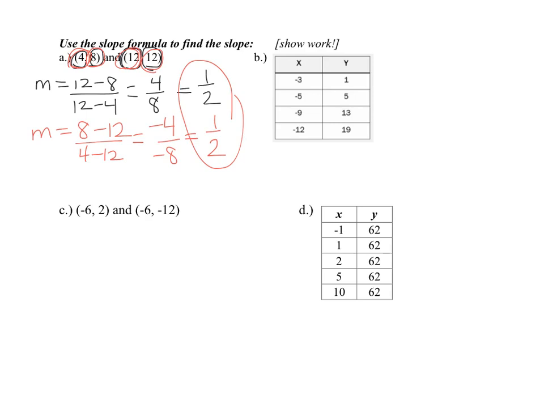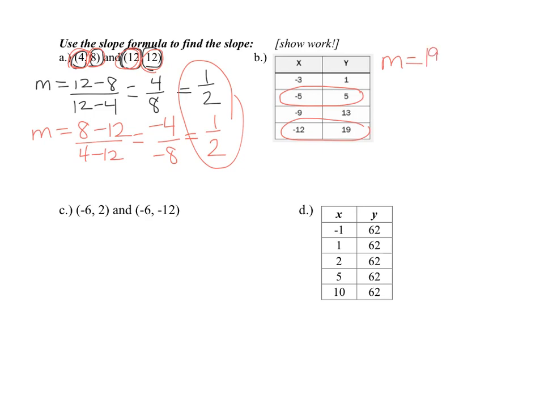Let's go ahead and take a look at the next one. Now the next one is a table. You might be like, well, what ordered pairs do I pick? It doesn't matter. Pick whichever ordered pairs you want. If you want to stop the video and try it, go for it, or just listen. I'm going to choose negative 5, 5, and negative 12, 19. It doesn't matter, right? You just have to remember that on the top, you are subtracting the y values, and the y values here are these two numbers.